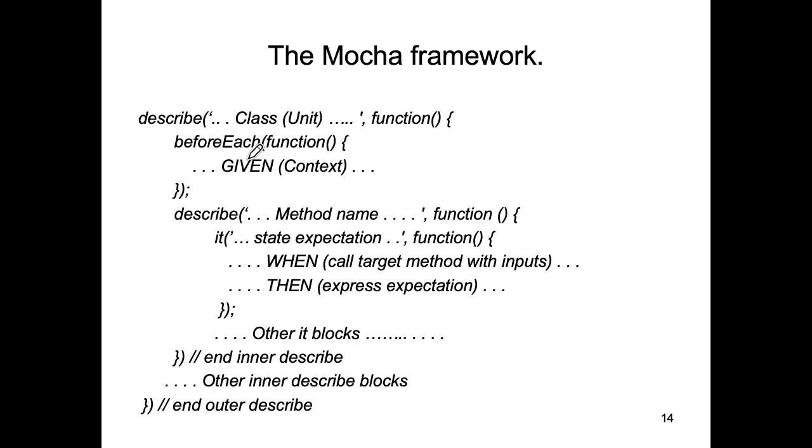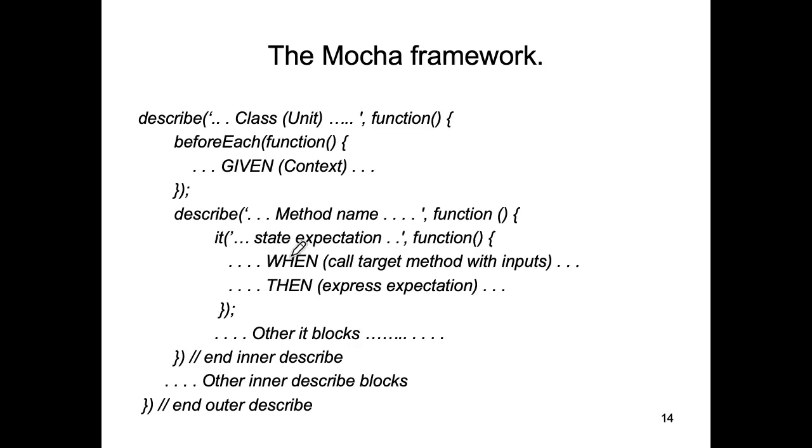Or in the case of our catalog and our product, we might be instantiating some products here and also instantiating the catalog, and maybe even adding some products to the catalog. That all would be typically what might happen inside the before each. It's kind of, as I said, set up code. The it block then is where, if you like, the when then stuff goes on.